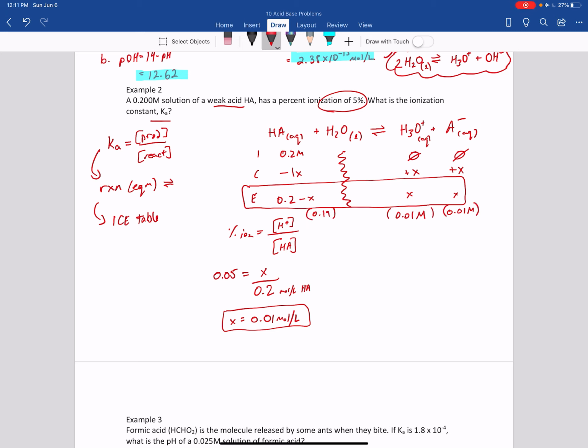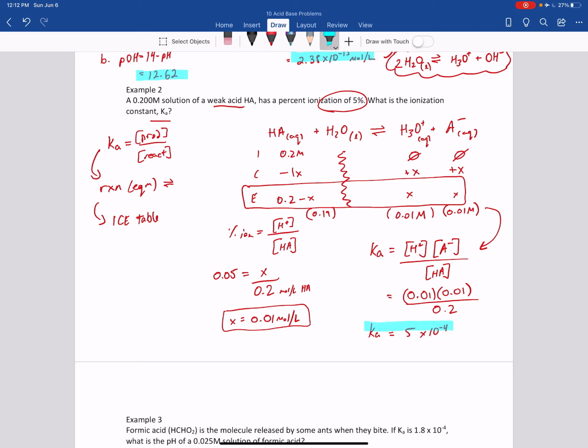So now we know our concentrations. We can say Ka is equal to, well, we'll shorten it here. Remember that H3O+ and H+ are the same thing. Representatively, they're technically different things. So we'll have 0.01. We're just subbing in the E column now, over 0.19. So we've got 0.01 squared, essentially, divided by 0.19. So we have a K value of 5. We check our significant digits. The 5% was 1 significant digit, so we'll leave it at that. 5 times 10 to the negative 4. And that's our final answer.